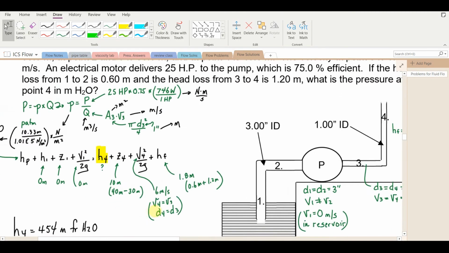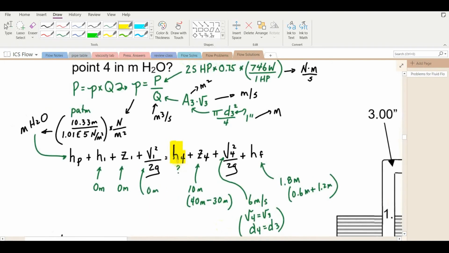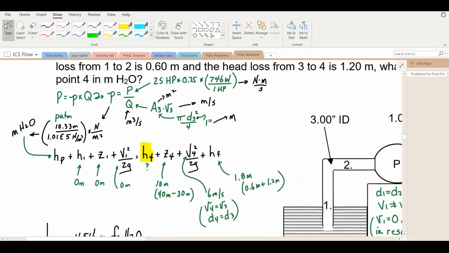So to solve this, we're looking for the pressure at point 4. We'll have to use the full form of Bernoulli's equation because we have all these terms in there. We'll need the pressure provided by the pump, which we can calculate from 25 horsepower, 75%, and so on. We'll have the pressure at point 1. Now the pressure at point 1, I'm saying, is 0.